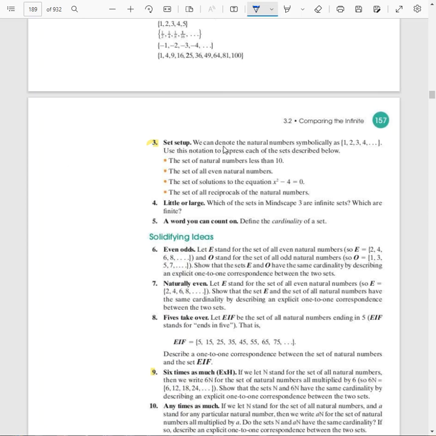Okay, so we can denote the natural numbers symbolically. We're going to use this notation. So the set of natural numbers less than 10. Natural numbers start at 1, naturally. 1, 2, 3, 4, 5, 6, 7, 8, 9, less than 10, we do not include 10. The set of all even natural numbers, that's 2, 4, 6, 8. Am I going to list all those out? No, we use that dot notation, or ellipses, to say the rest of them.